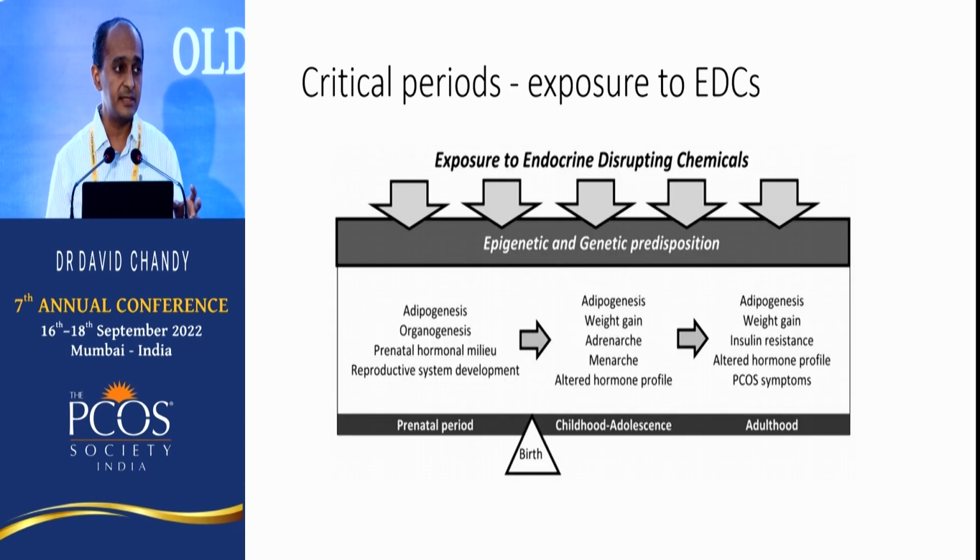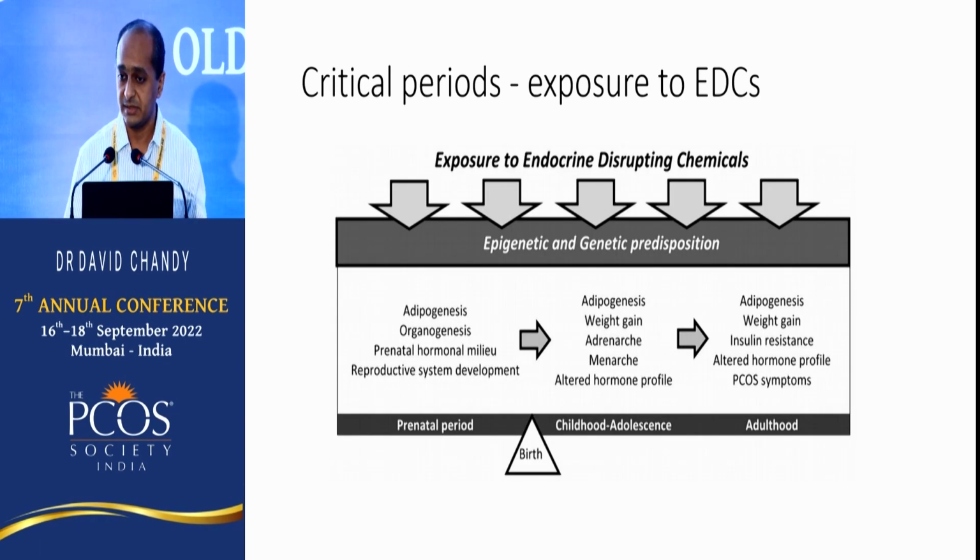Now the next parameter that we discuss is the endocrine disruptors. Right from the in utero phase, there are lots of endocrine disruptors that affect the prenatal hormonal milieu. They can affect the organogenesis.